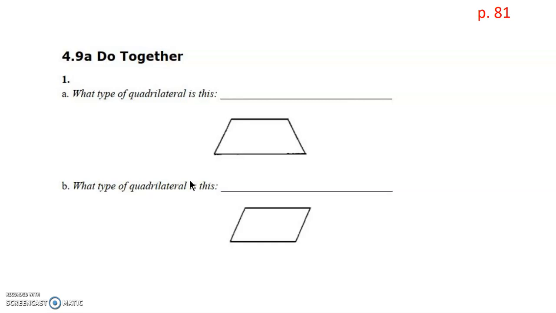So number 1A, what type of quadrilateral is this? We can see that this has one set of parallel sides, but that the other sides are not parallel. So that's how we know that this is a trapezoid. Whereas for B, we can see that this side and this side, they're parallel and they're the same length. And this side, top, is parallel to the bottom and they're the same length. It's really a tilted rectangle. So this is our parallelogram.